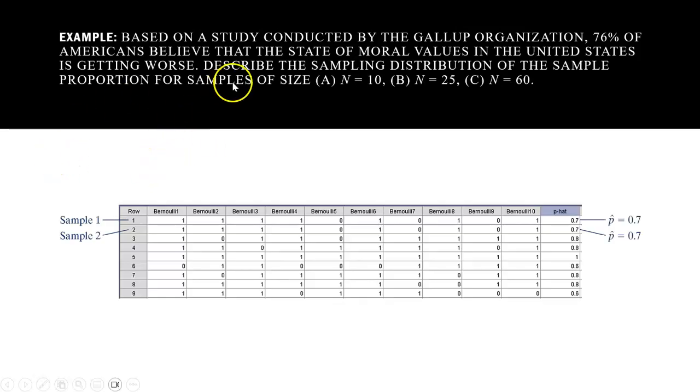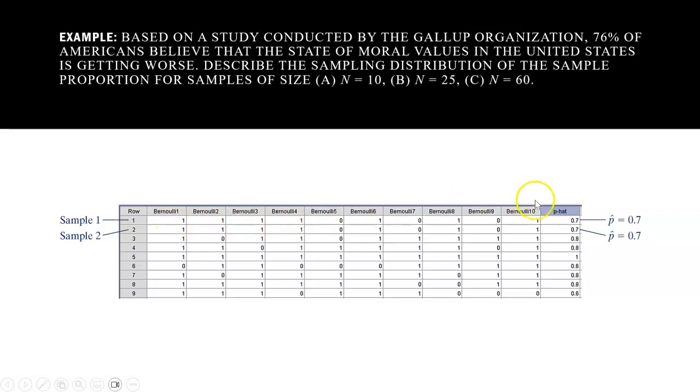So what we want to do, and this is just a breakdown of what that would look like. So for n equal 10, that means we would survey 10 people and we would indicate whether the characteristic that we're interested in exists or not. And so in this case, the characteristic that we're interested in is Americans believe that the state of moral values in the United States is getting worse. If they say yes, it's indicated with a 1. If they say no, it's indicated with a 0, because it is either a success or it's not a success. So we typically use 1 for yes and 0 for no.